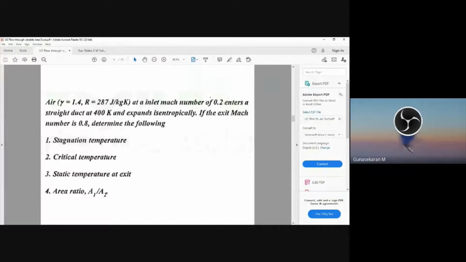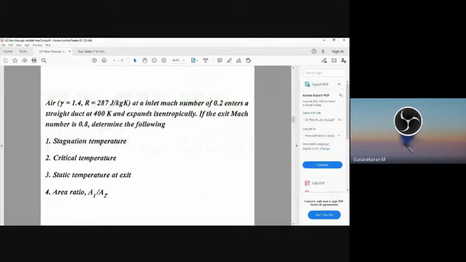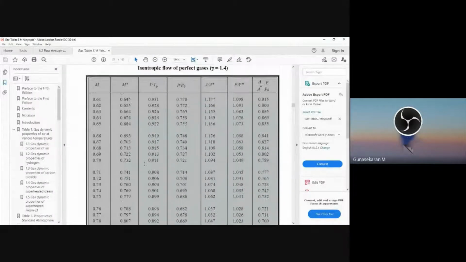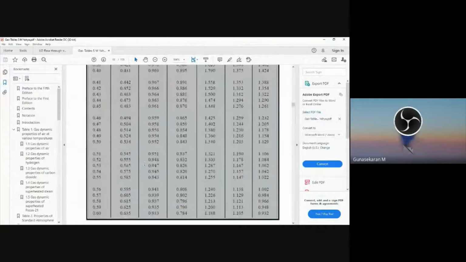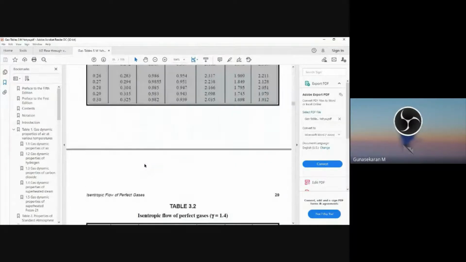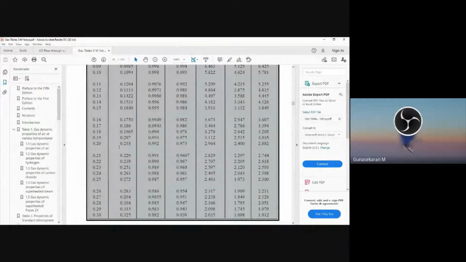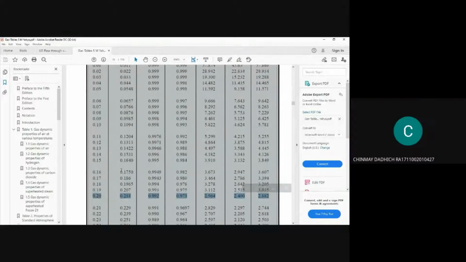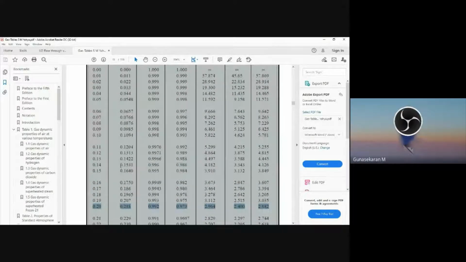No, sorry. The inlet Mach number is 0.2. So go to the inlet Mach number 0.2 and then find out different values. Yes, 0.2, you can see now. Are you able to see this? I am just highlighting. Are you able to see this? Yes, sir. Okay.